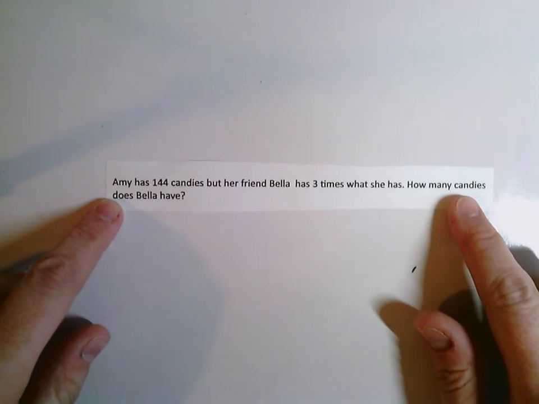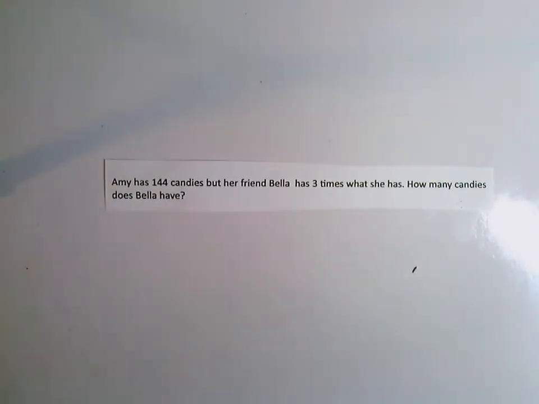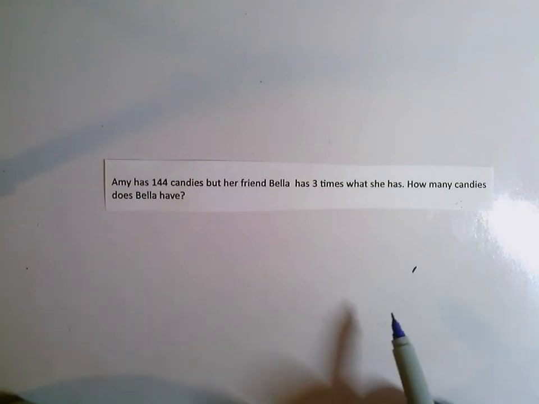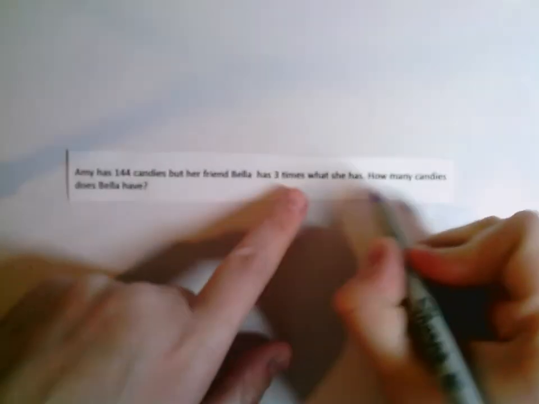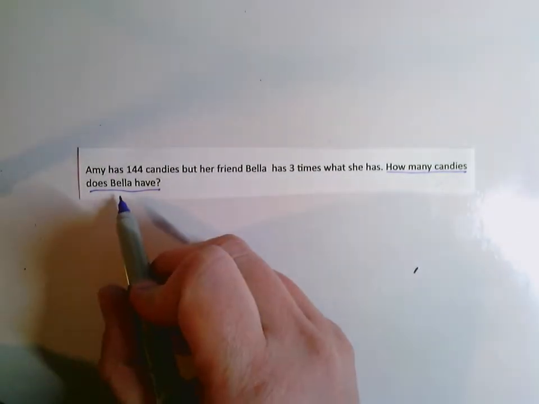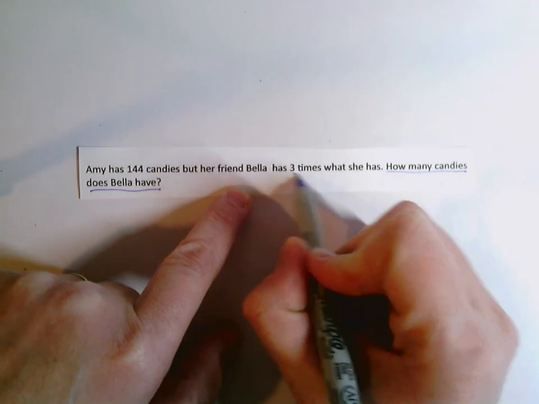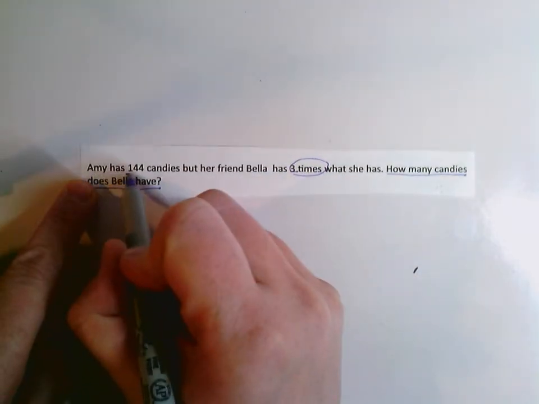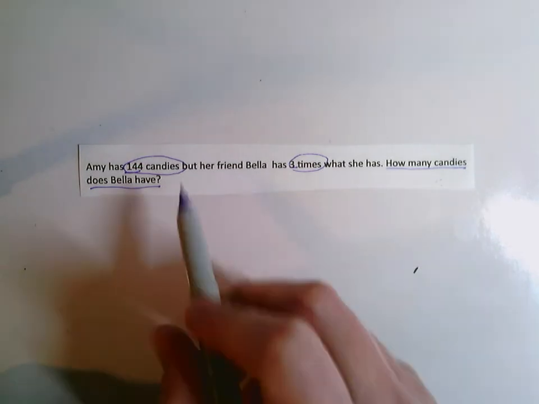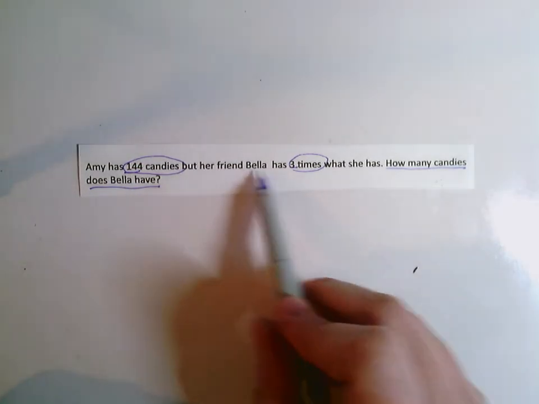Last one. Amy has 144 candies, but her friend Bella has 3 times what she has. How many candies does Bella have? Okay, so let's look for the question. The question is, how many candies does Bella have? Okay, well, let's go back and find some important information. I need to know how many Bella has. Bella has 3 times what Amy has, okay? 3 times what Amy has, and Amy has 144 candies. Bella has 3 times as many.